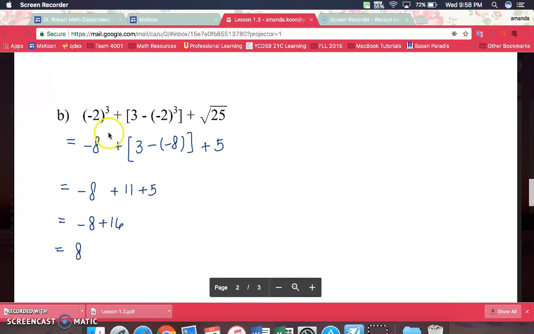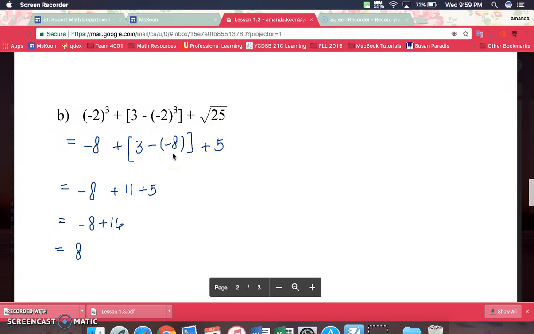Part B. So take a quick look and plan your work. I can simplify (-2) to the power of 3 in the square brackets before I subtract it from 3. So that's what I get. Plus, I can also take the square root of 25, which is 5, right? Because 5 times 5 is 25. So square root undoes the square.